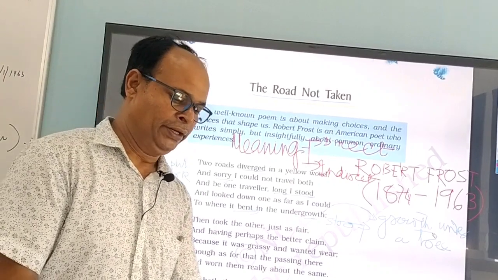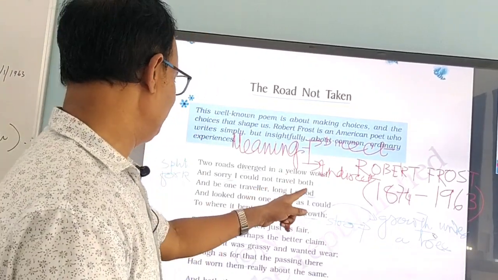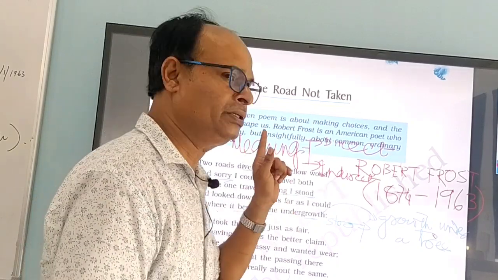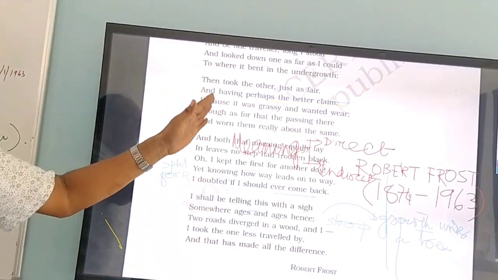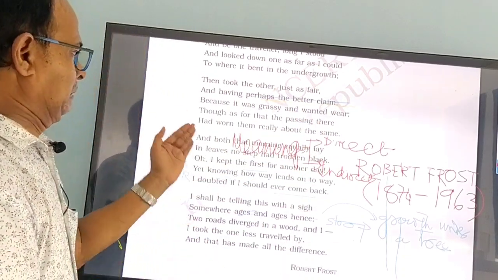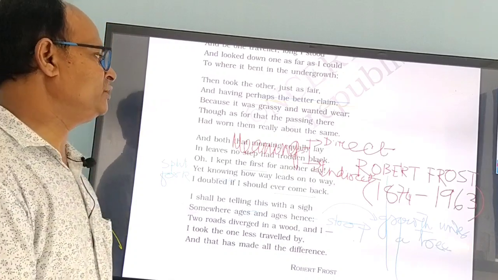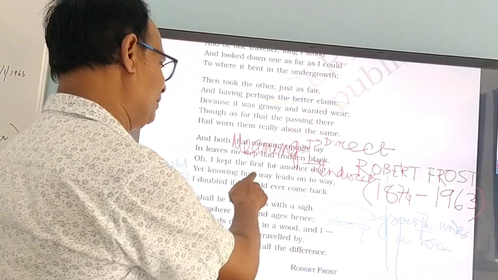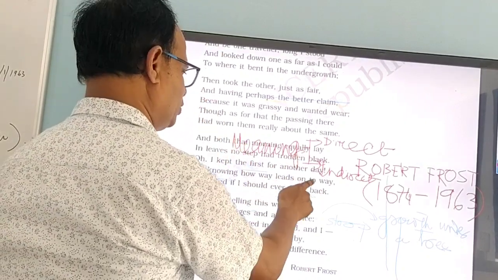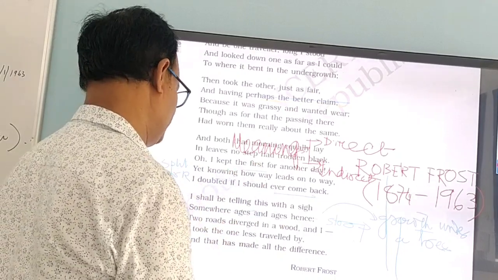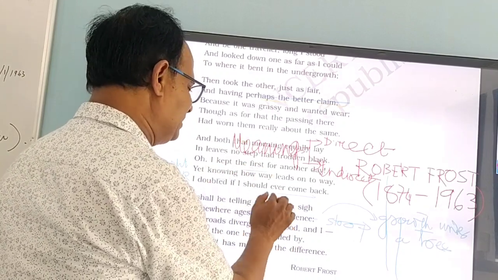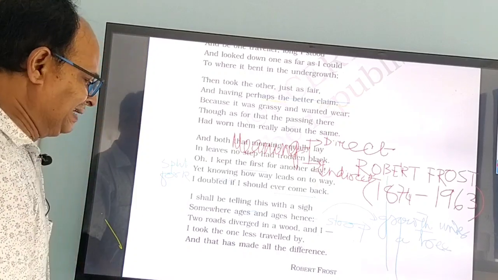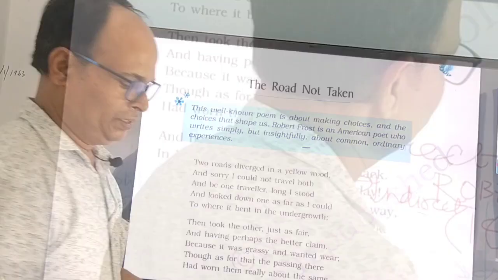Two roads diverged in a yellow wood, and sorry I could not travel both, and be one traveler, long I stood, and looked down one as far as I could to where it bent in the undergrowth. Then took the other, as just as fair, and having perhaps the better claim, because it was grassy and wanted wear; though as for that the passing there had worn them really about the same. And both that morning equally lay in leaves no step had trodden black. Oh, I kept the first for another day! Yet knowing how way leads on to way, I doubted if I should ever come back. I shall be telling this with a sigh somewhere ages and ages hence: two roads diverged in a wood, and I took the one less traveled by, and that has made all the difference. Robert Frost.